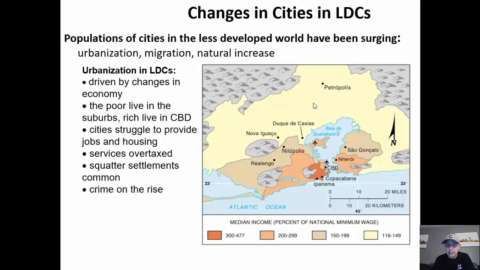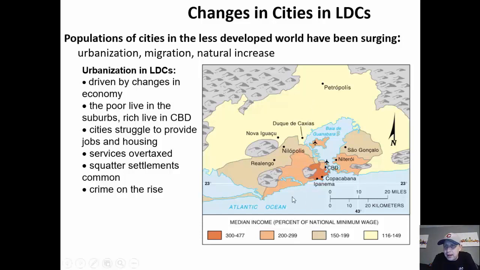Squatter settlements have popped up. Again, sometimes called slums. We prefer squatter settlements. A squatter is somebody who settles somewhere without legal permission. And of course, oftentimes crime is on the rise, as well as pollution, in many of these LDC cities.